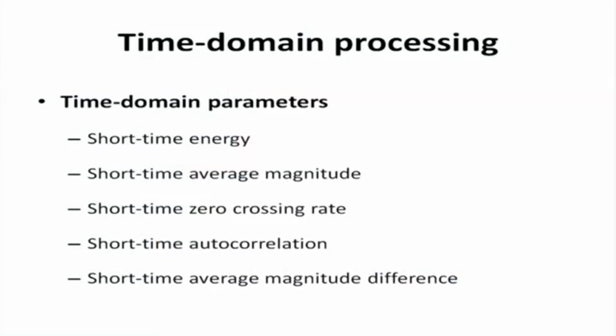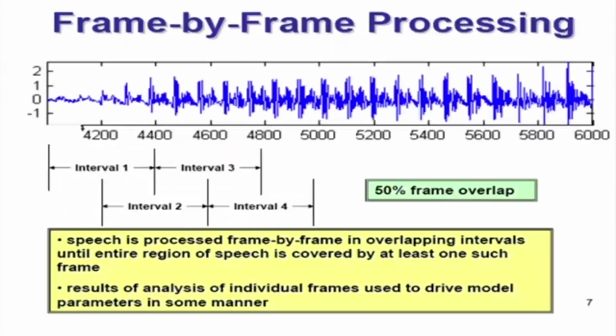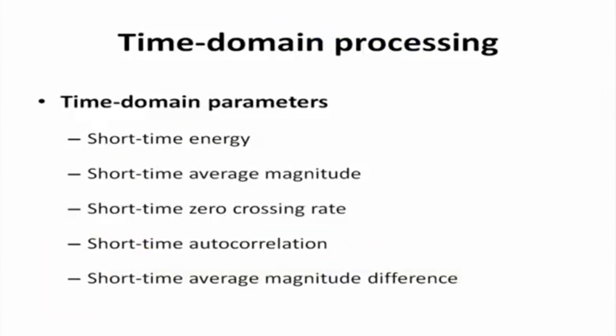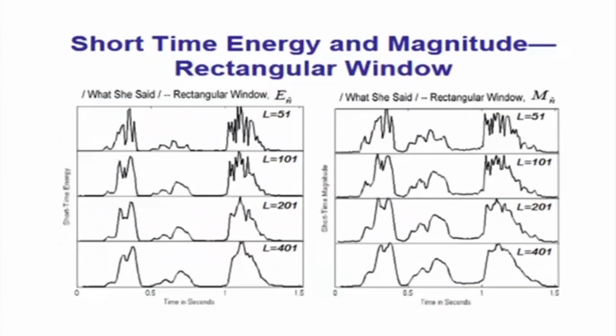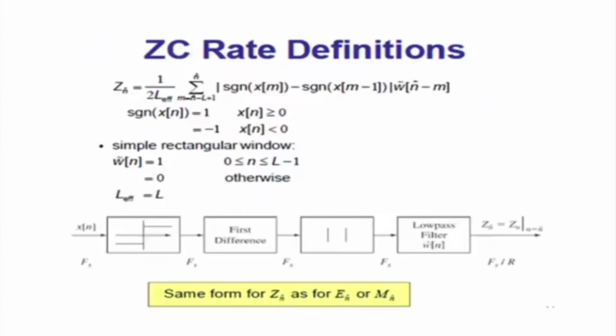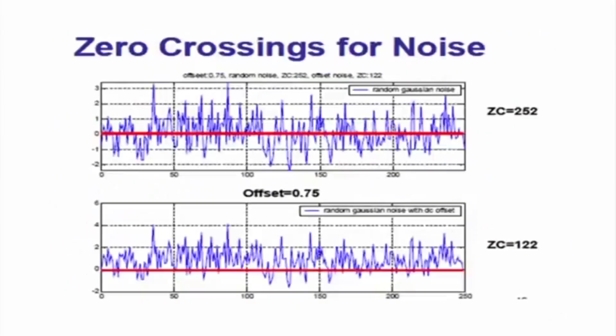Then short time zero crossing. If you see a, let us come in here, I do not know whether there is a time signal there or not. Okay, I do not have any signal.